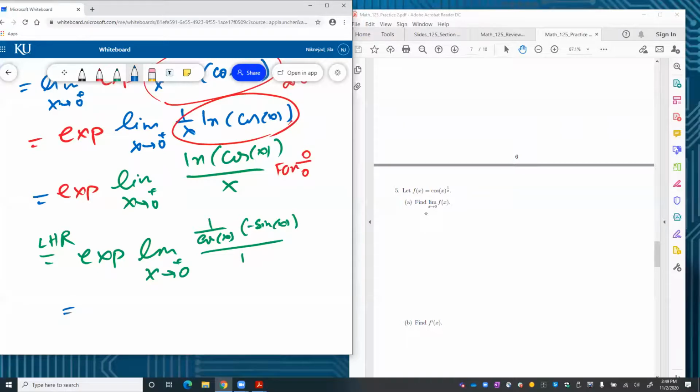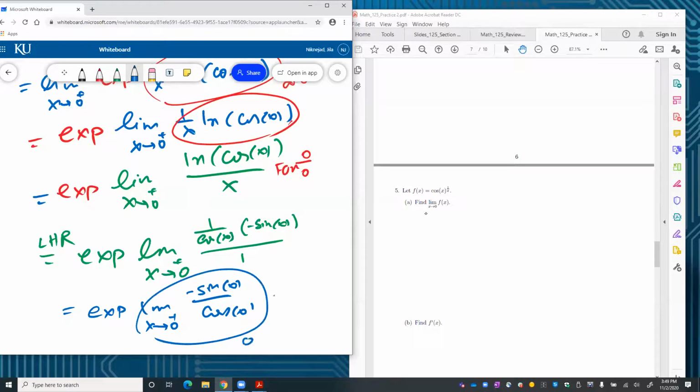And then, according to that, let's see, if I plug in, do I get something? Let me write it down clean. So if I plug in, I get 0 over 1. So it's all set. Now the limit is 0 because I plugged in. So it's exponential of 0, which is 1. So I did this one.